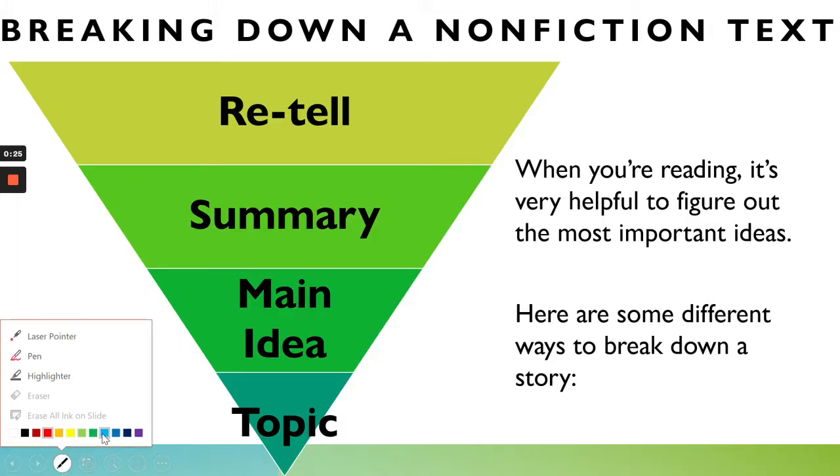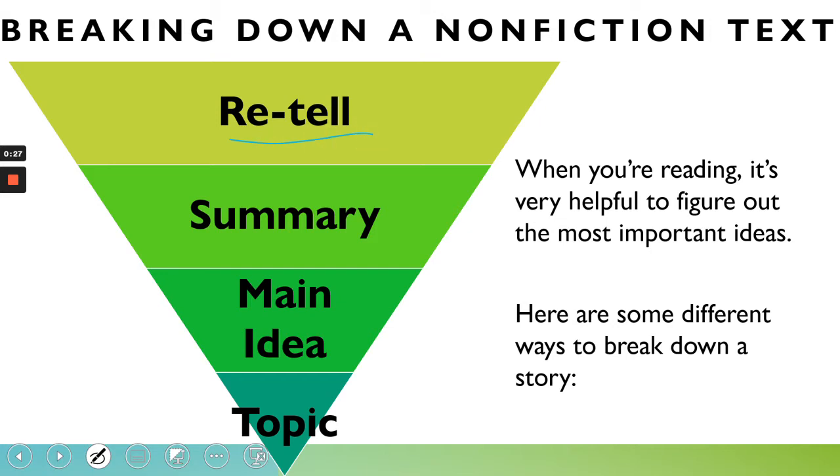We talked about how a retell has the most information. And then the next level is summary. You've got the main idea plus a few key details. The next level is main idea, where you're just focusing on the big ideas of the text. And then the smallest amount of information you can give is the topic. The topic is just what's the subject it's about. It doesn't really give me any big ideas.